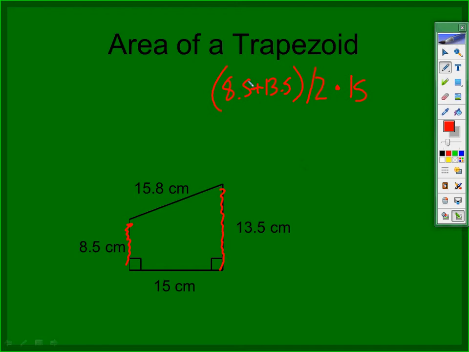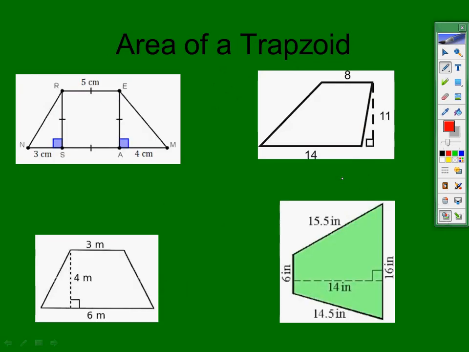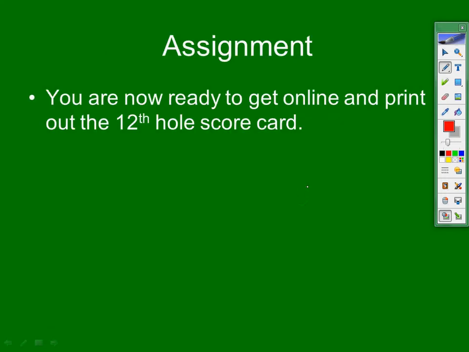I'm going to look at this and say 8.5 and 13.5 would be 22, divided by 2 would be 11. 11 times 15 is 165 centimeters squared. So 8.5 plus 13.5 is 22, divided by 2 is 11, times 15 equals 165. I skipped a couple slides here.